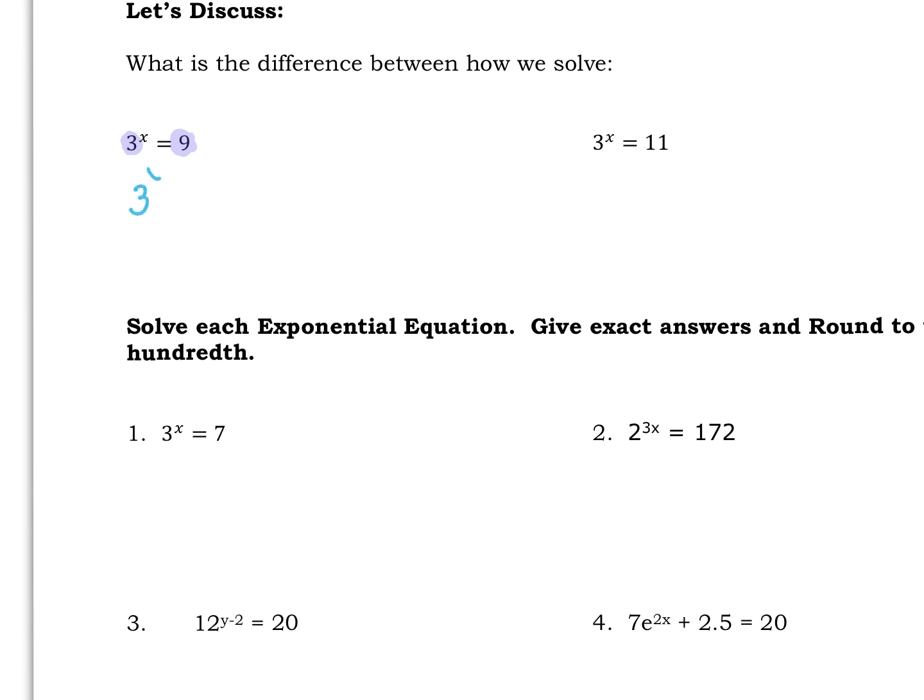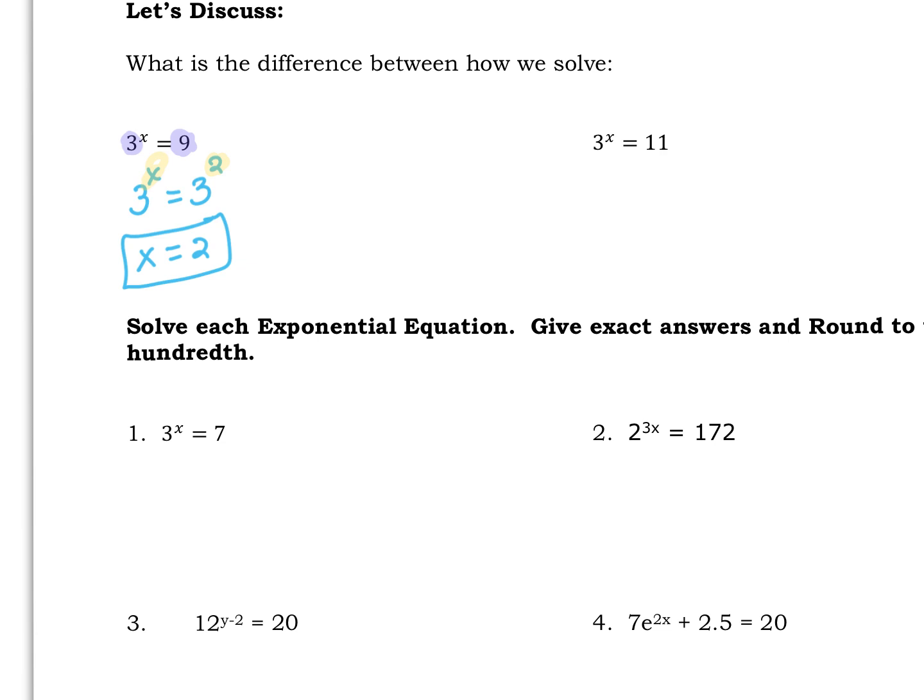So we're going to think of this as 3 to the x is equal to 3 squared. And so remember, our property tells us that if we can rewrite using the exponents and we have the same base, then we can set the exponents equal to each other and we can solve. So we get that x is equal to 2. So that is assuming we can have that same base.